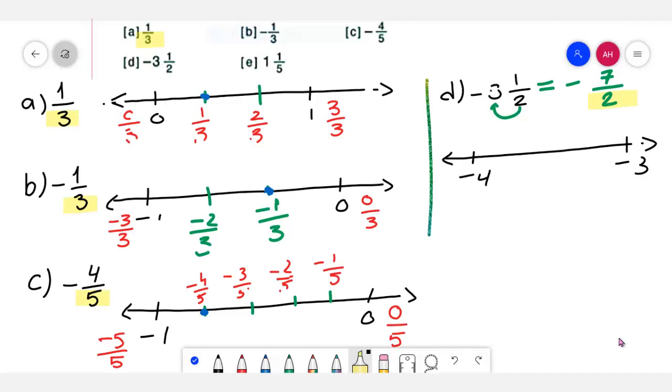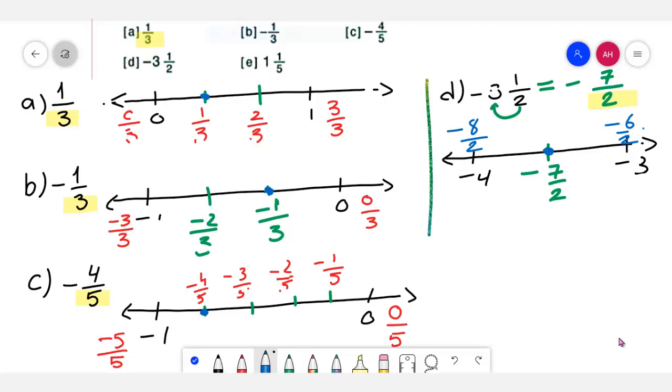I will look at my denominator. My denominator here is 2, so there is only one rational number. Negative 3 is equal to negative 6 over 2. And what about negative 4? Negative 4 is negative 8 over 2. So the only rational number left is negative 7 over 2. And this is the number he's looking for.